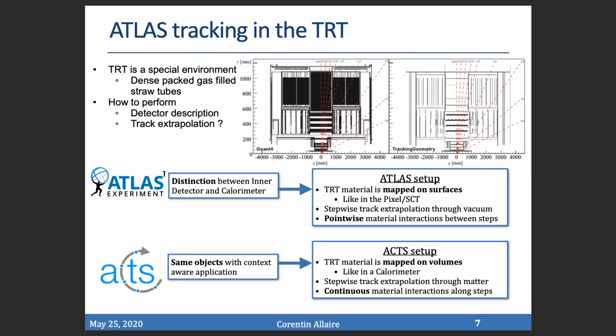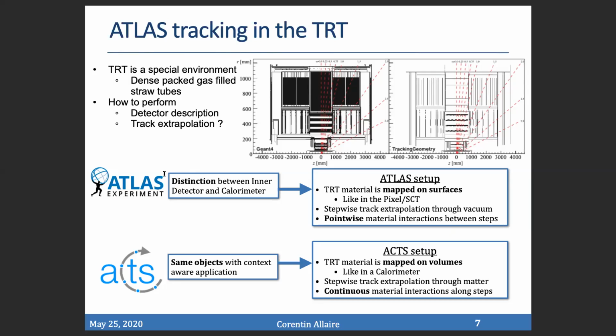So what I just showed you was for the pixels and the strips. The last part of the Atlas inner detector is the TRT. And it's a bit of a different environment compared to the two previous detectors, in the sense that since it's packed with gas and quite dense in material, the surface-based approach is not necessarily the best one. So we are currently thinking about how we want to work with this detector, how we want to describe it, and how we want to do our extrapolation.